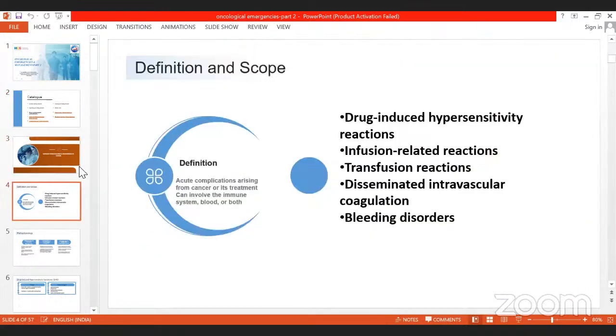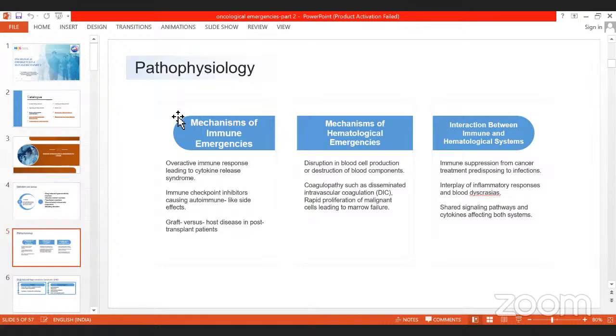Coming to the immunohematological part, these are the acute complications related to the immune system and blood. The hematological complications mainly are drug-induced hypersensitivity reactions, infusion-related reactions, transfusion reactions, disseminated intravascular coagulation, and bleeding disorders. The mechanism for hematological emergencies might be disruption of blood cell production, destruction of the components of blood, coagulopathies, or rapid proliferation of malignant cells leading to marrow failure.